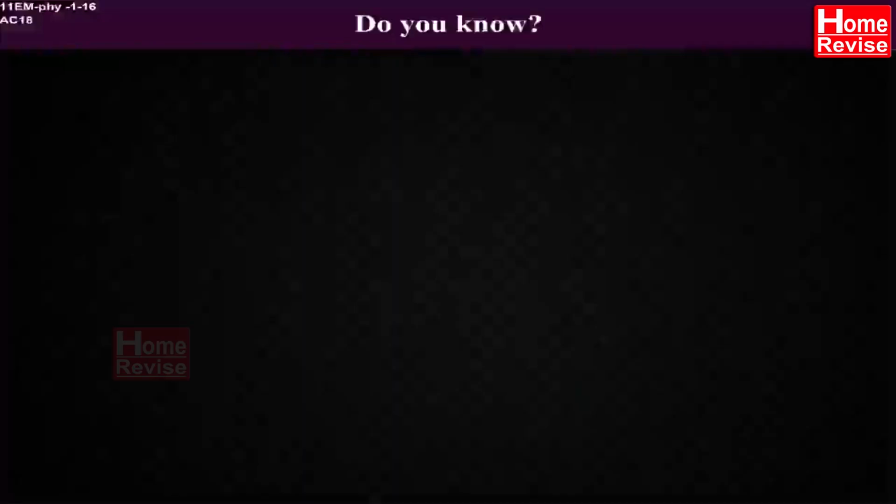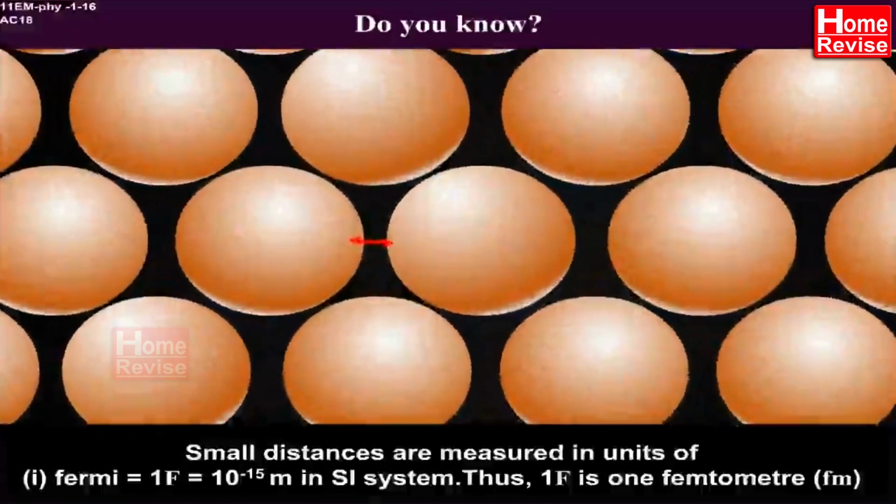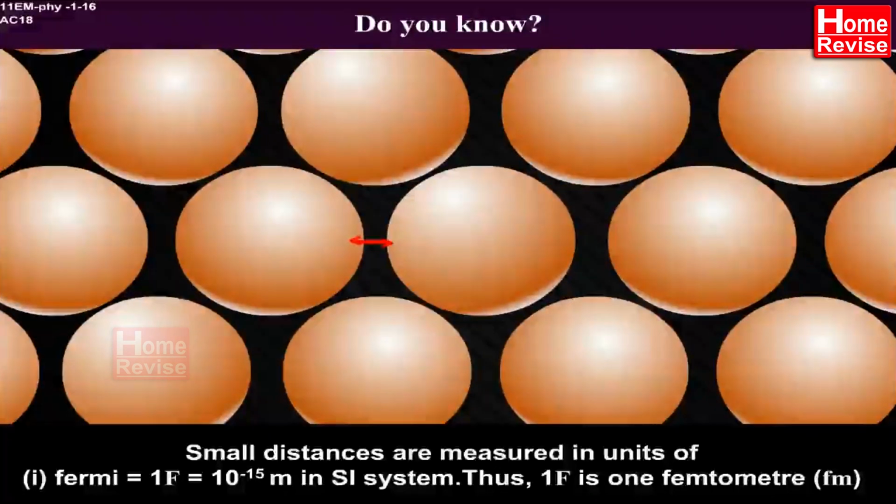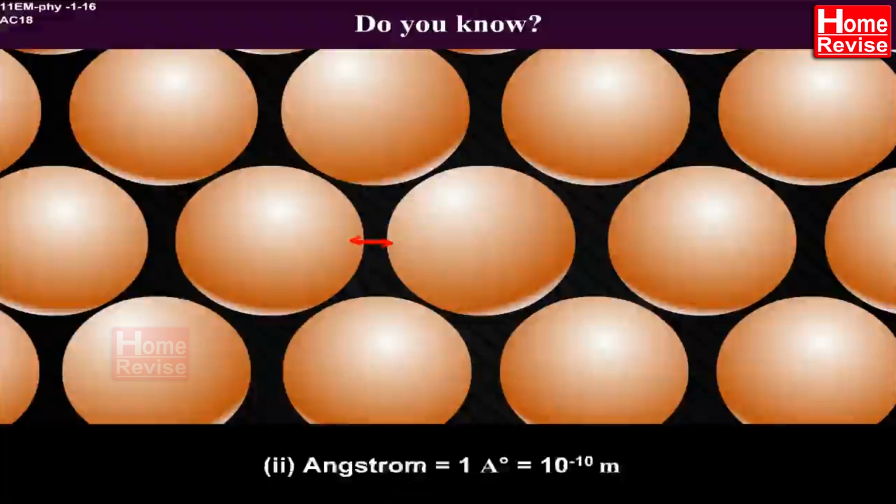Do you know? Small distances are measured in units of 1 Fermi, which is equal to 1 F, which is equal to 10 raised to minus 15 m in the SI system. Thus, 1 F is 1 femtometer, FM. 1 angstrom, 1 A, is equal to 10 raised to minus 10 meters.